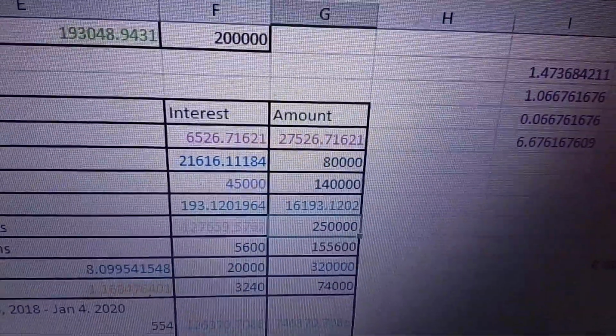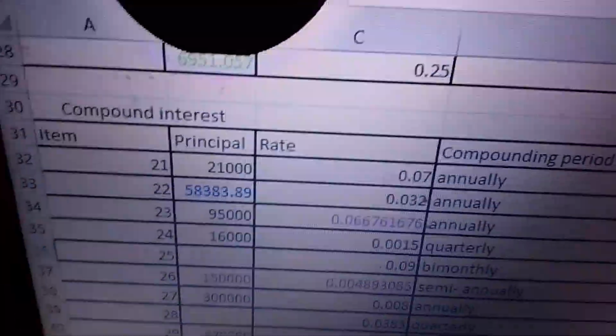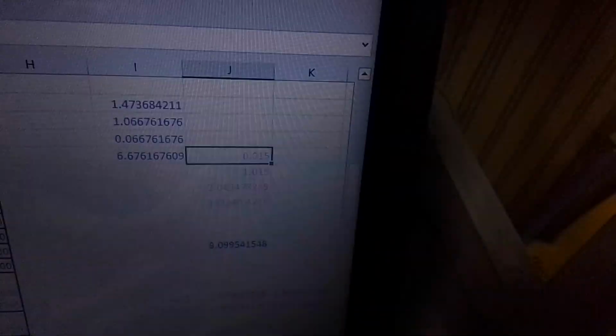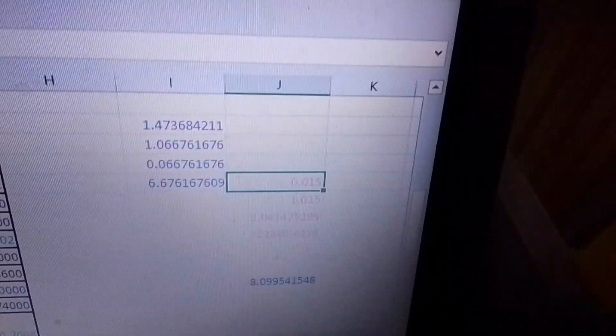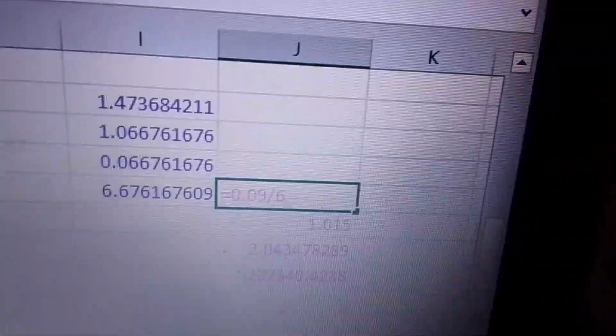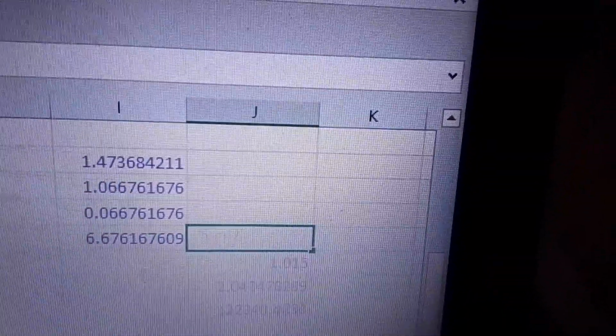Next, for number 5, the principal that we're supposed to get is 122,340.4. To see what I mean, this is what I did. First, I got this 0.015 because of this. Remember, this is the rate divided by the number of conversions per year, to solve for the rate per conversion period. Because the compounding is bi-monthly, that's why I divide by 6.